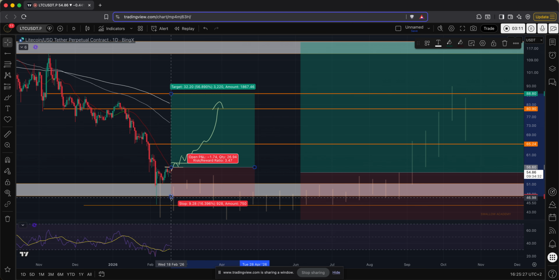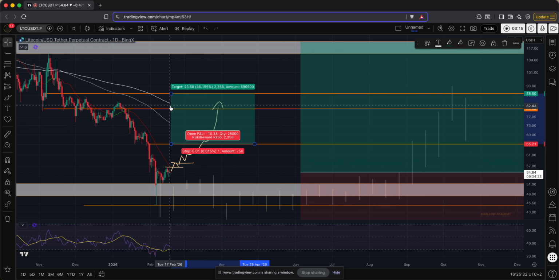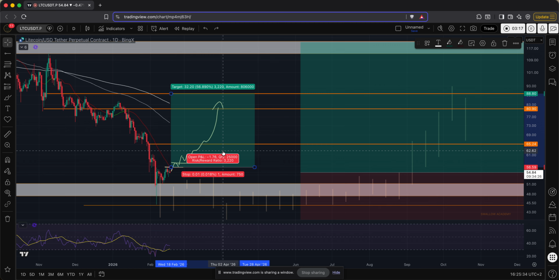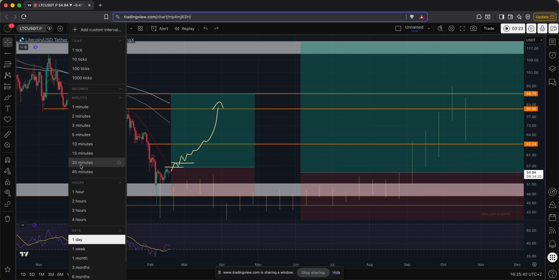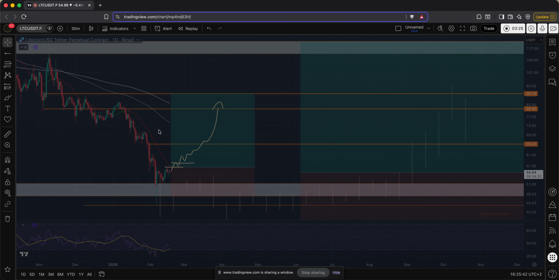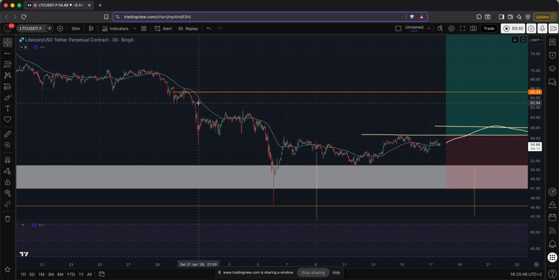Once we reach this first area, stop loss goes here. Once we reach this area, stop loss goes to the first take profit area. So that's the game plan for Litecoin as of now. The CME gap is the main point of interest for us, and that's going to be the major target for the upcoming weeks as well, I think so.